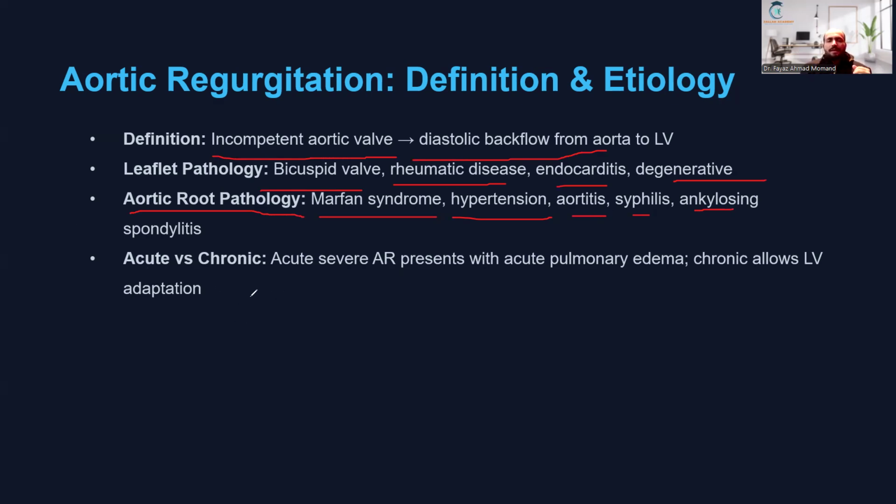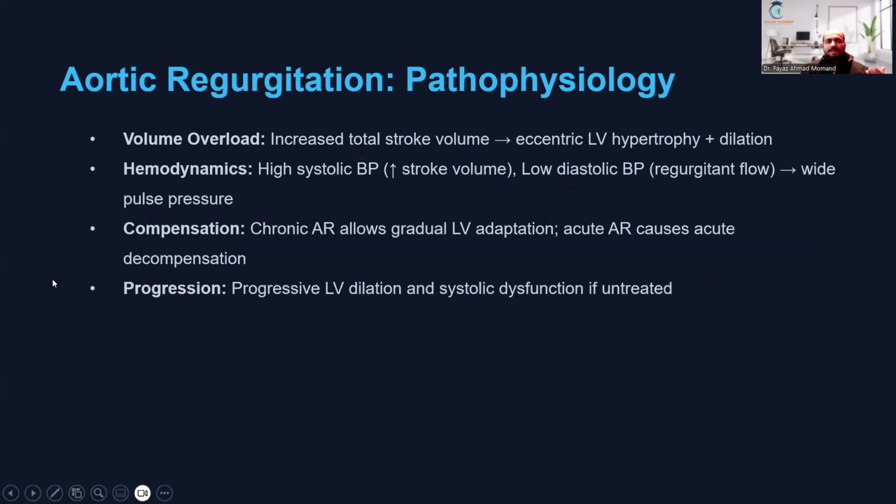Now, aortic regurgitation may present acutely with acute pulmonary edema, or it could be chronic. That would allow the left ventricle to adapt and the patient will not have as many symptoms, but you may be able to hear the murmurs. Pathophysiology in this case: since backflow is bringing more blood to the left ventricle, this is volume overload. This will cause eccentric left ventricular hypertrophy plus dilation. Patient will have high systolic blood pressure, low diastolic blood pressure, and widened pulse pressure.